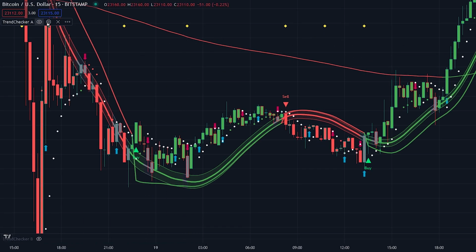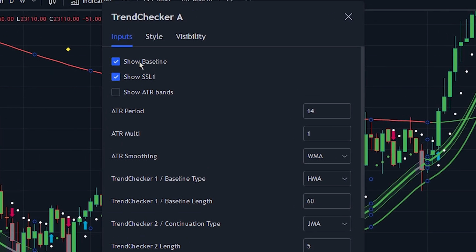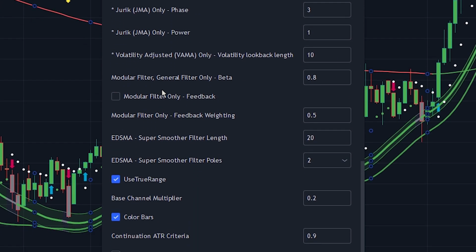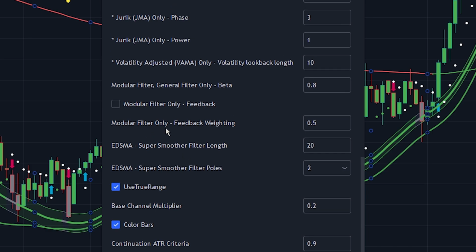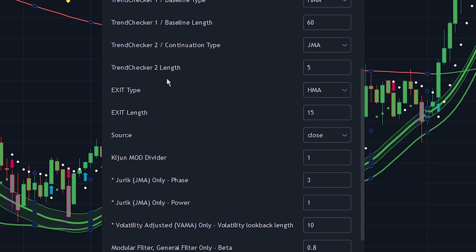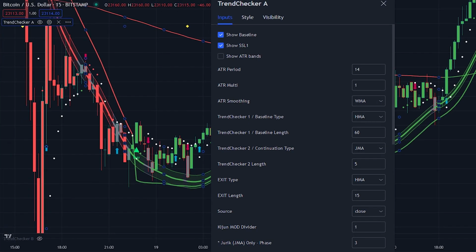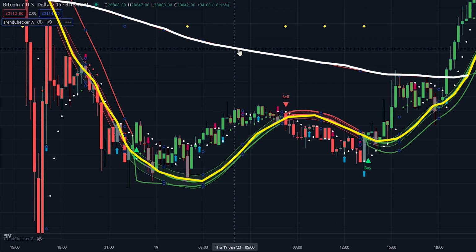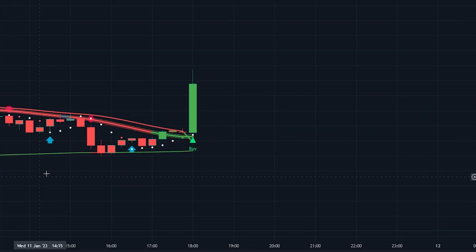The second indicator we added to the chart is the Trend Checker A indicator. If we open the Settings tab, we see the following. The indicator can display baselines, the SSL, ATR bands, a JMA, and EDSMA, and many other types of moving averages and indicator variants. Of these features, the most prominent one is the baseline and the moving average. The indicator can be used on its own to enter into a position.